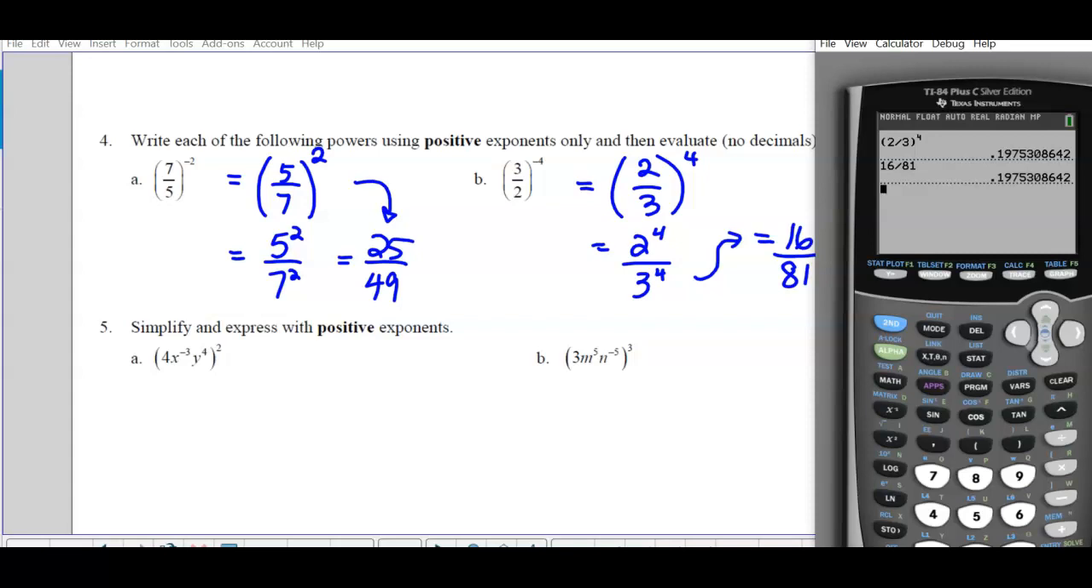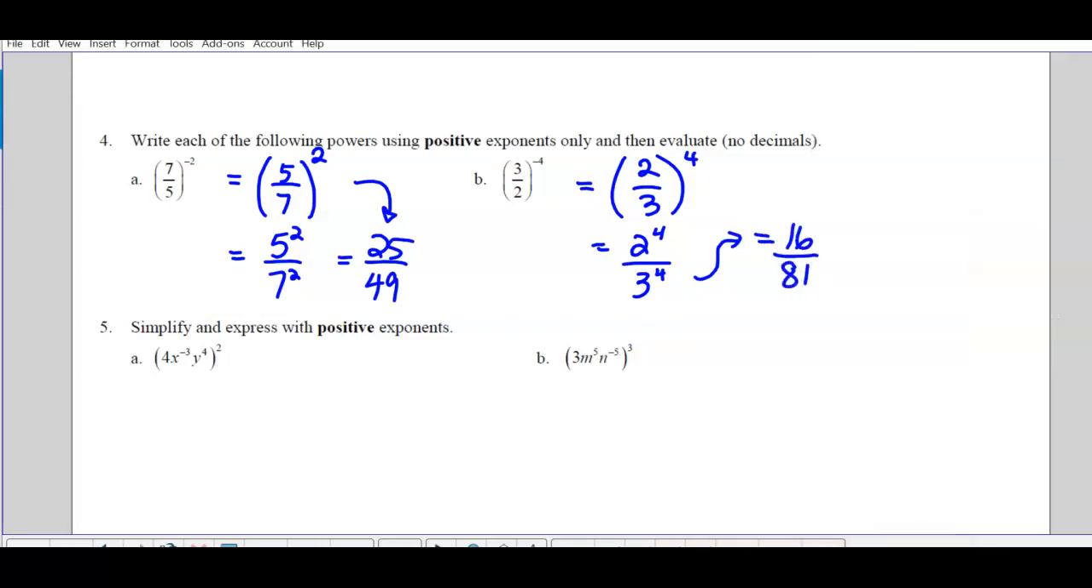If I didn't, I'd go back and see. Did I forget to flip it? Did I only square the 2 or raise 2 to the exponent 4 and not 3? Something like that.